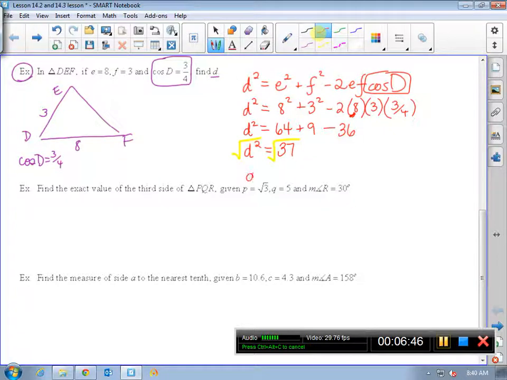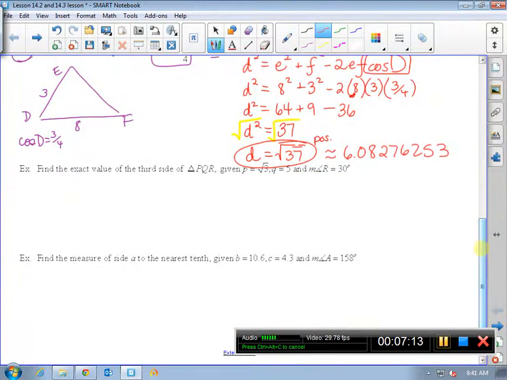And yes, we should put a plus and minus, but we do know that it's a length, so it's positive. So we don't really have to do the plus and minus. D is the square root of 37, and that is the answer. If we needed it in decimals, that's approximately 6.08. Your calculator would show all of that. Okay, first problem done. Let's try the next one. At any time, if you want to try it on your own, pause the video and check your work.